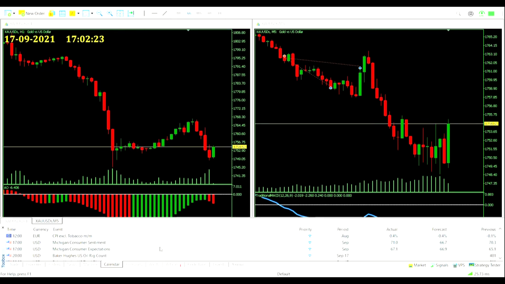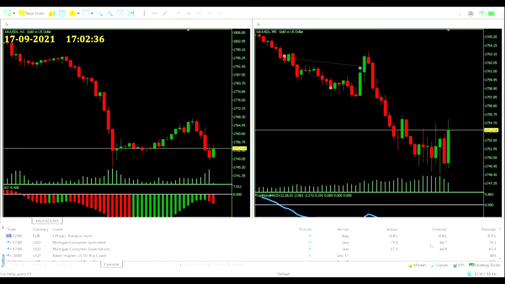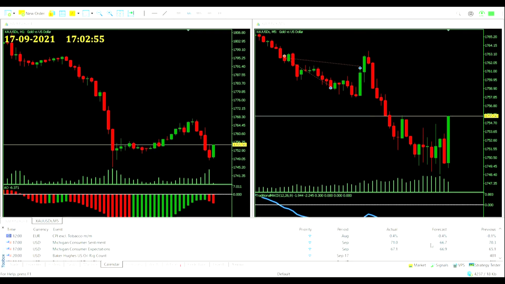But we have got those Michigan consumer sentiment and expectations through. That was just a few moments ago. And so we get a 71 actual on the sentiment against a 66.7 forecast. And in the expectations, a 67.1 actual with a 66.9 forecast. A little bit of a beat on those, which is always positive to see. Central banks will like to know that consumers aren't panicking, thinking that things are melting down.